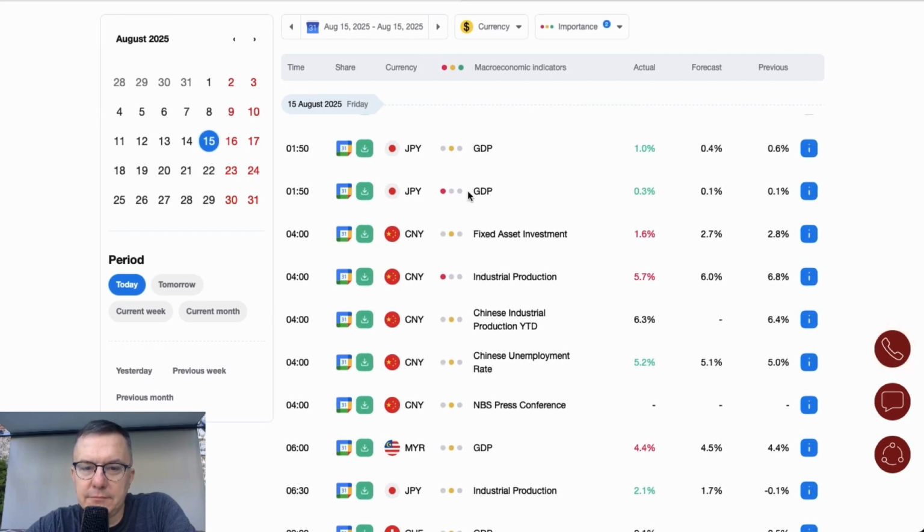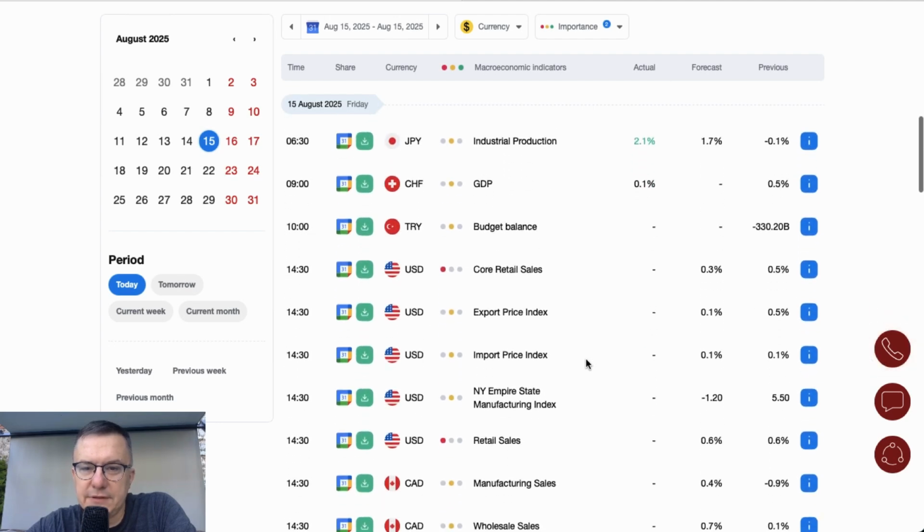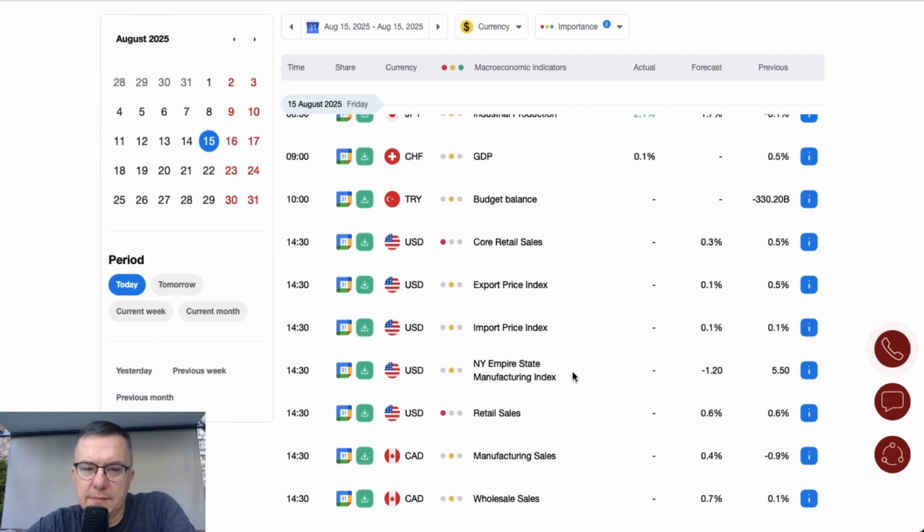GDP in Japan, one of the major events during the Asian session, beats the expectations of 0.1% with the actual number of 0.3%. Industrial production from China down from 6.8 to 5.7, lower than expectations. Chinese unemployment rate increasing from 5% to 5.2%. Industrial production in Japan is rising from minus 0.1% to 2.1%. GDP in Switzerland down from 0.5 to 0.1%.